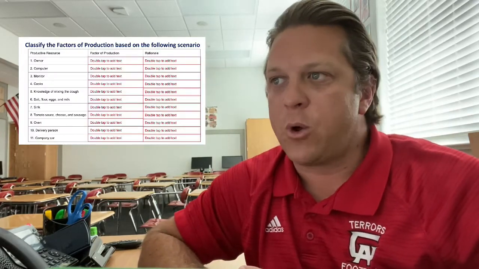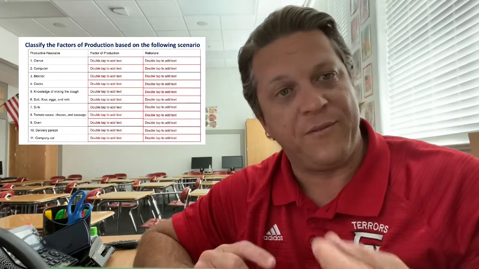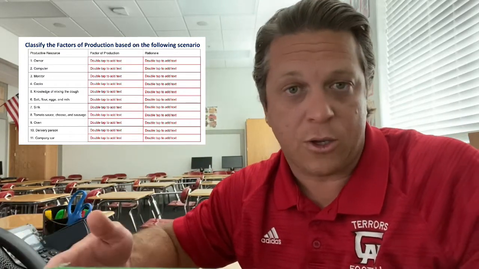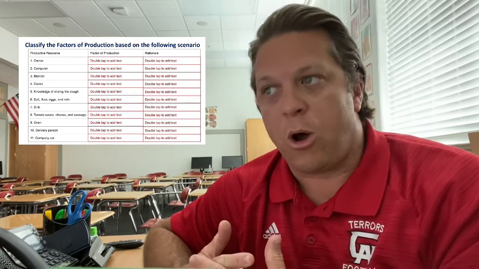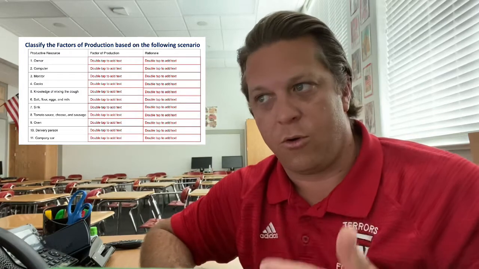Okay, we're back. Hopefully you had an opportunity to answer these questions, but let's go ahead and go through it. All right, so we did the owner already. That was the entrepreneur. The computer would be physical capital because the computer is going to be used over and over again to produce this resource of pizza, the good, and the service, the pizza company. The monitor would also be physical capital for the same reason the computer would. It's going to be used over and over and over again.